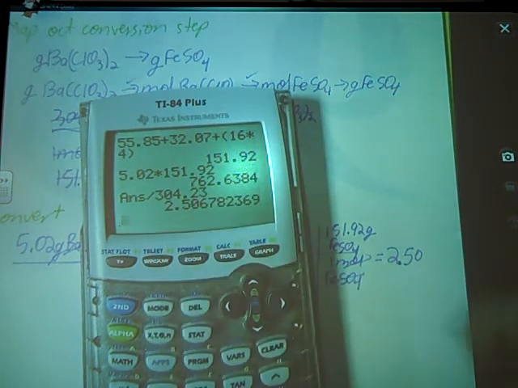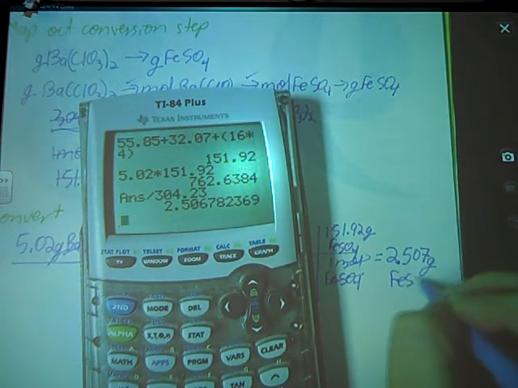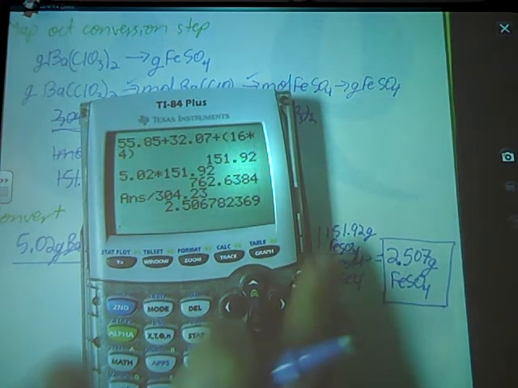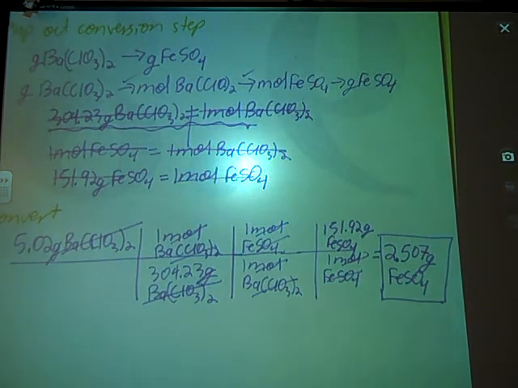Number, unit, thing. So this is how much iron sulfate I would need in order to react all 5.02 grams of my barium chlorate. So that's just another type of Stoich problem that you could see. I've got one more to show you that will calculate the amount of excess reagent left over, but that is for next time.